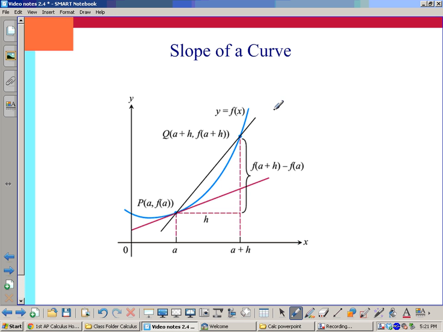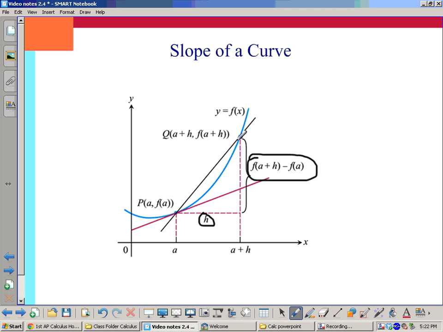So this is what it looks like. We'll have a point Q out here and a point P here. The black line here is referring to the secant line. The slope of that secant line can be calculated by taking the change in y, so that would be f of a plus h minus f of a. So that's this here, your change in y. And then our change in x will just be a plus h minus a, which is just h.